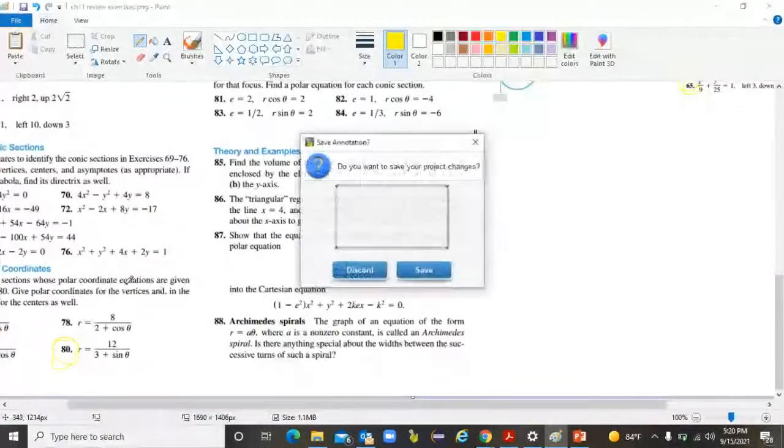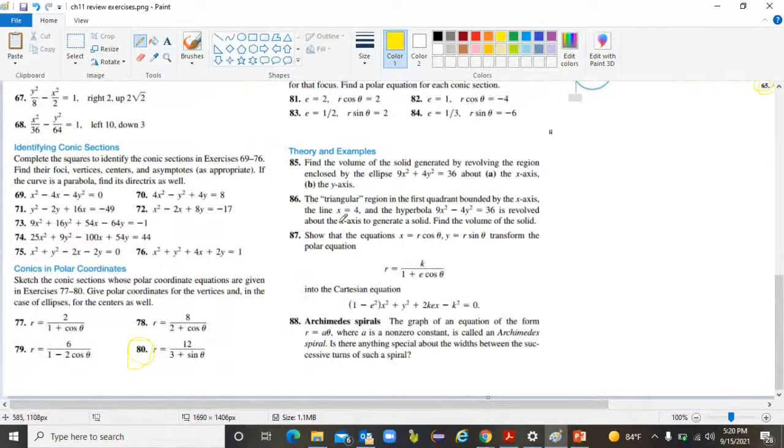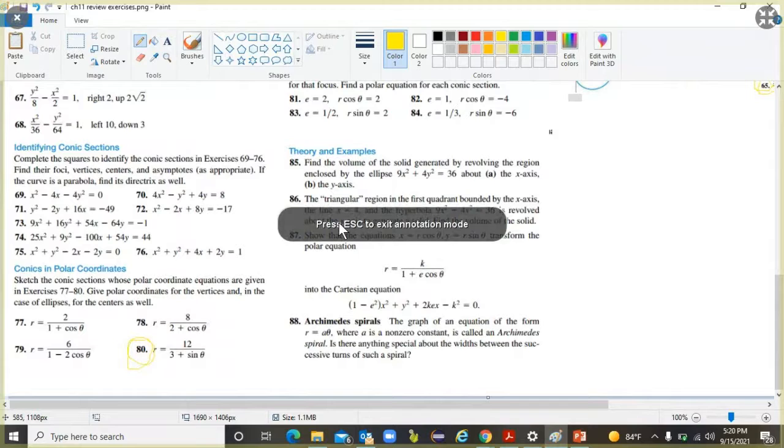Let's look at, how about 79? It's got a minus in it. So let's look at number 79, 6 over 1 minus 2 cosine theta. So the first thing we want to do is put it in standard form, but it's already in standard form. So actually I can pull the E right out of here. The E is 2. It's not -2. That negative is the one telling us where the directrix is and kind of where the focus is.